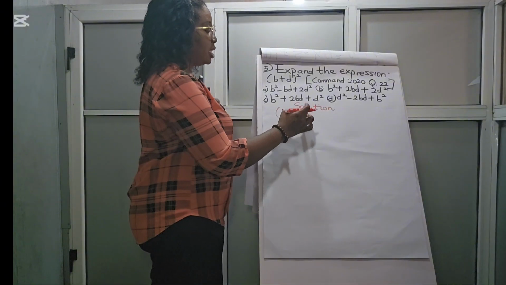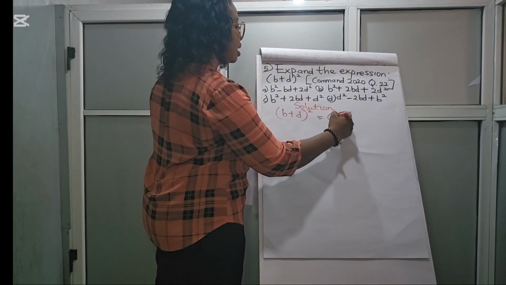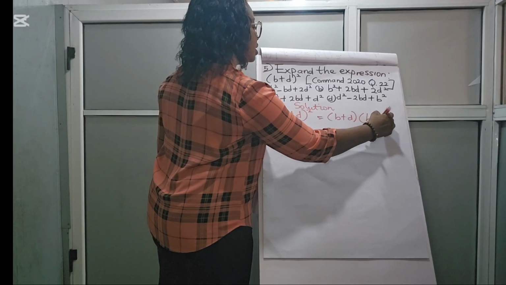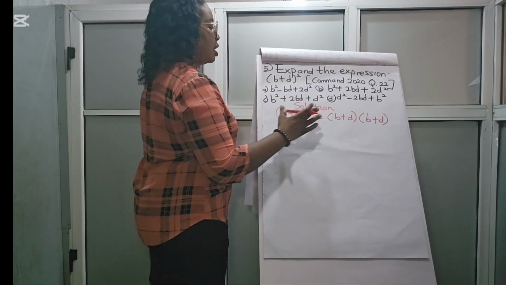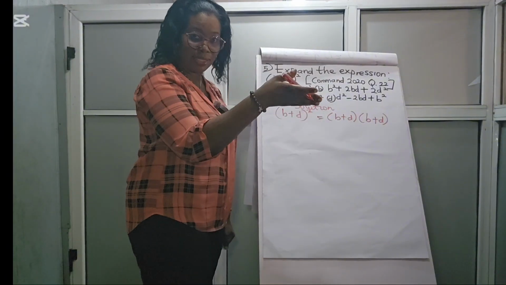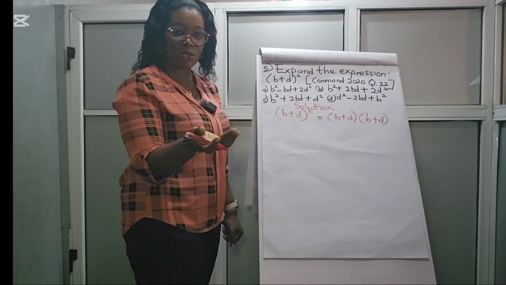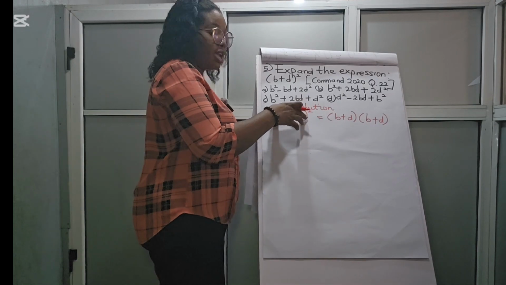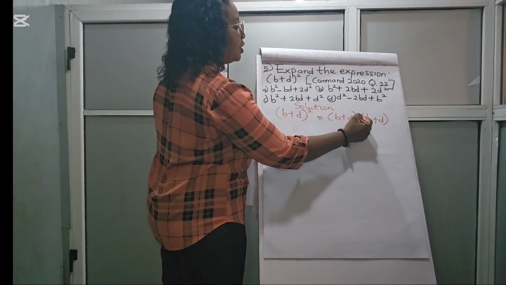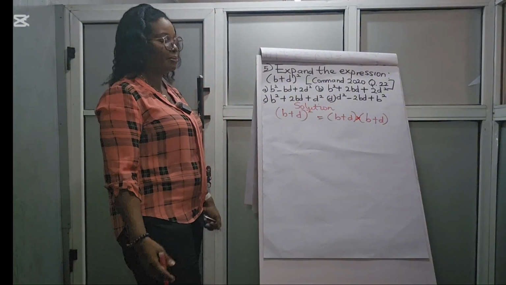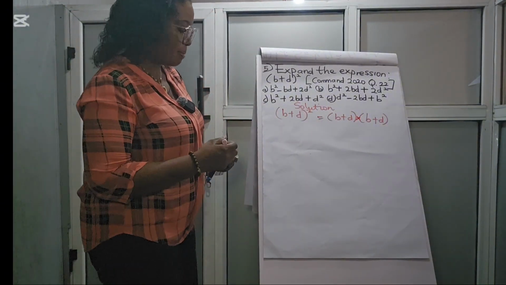Students, (b plus d) all squared is the same thing as (b plus d)(b plus d). This means b plus d written twice. Square means multiplying a number by itself. So it is like we are multiplying everything in this bracket by itself. This is more like a multiplication in between the brackets. So we're going to take it step by step.